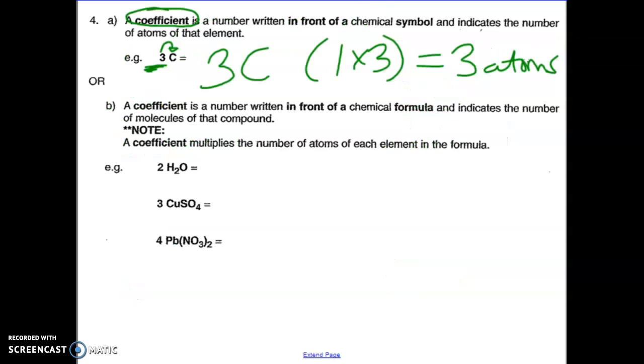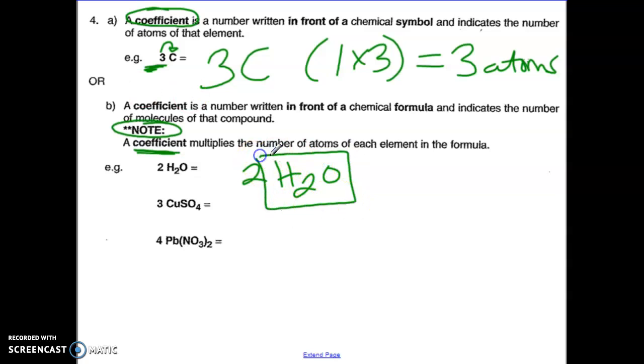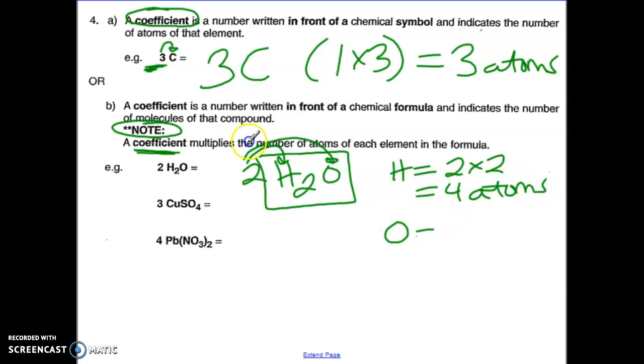Okay, so let's go back to here for a second. So coefficient is the number in front of a chemical formula that indicates the number of molecules of that compound. Okay, so here's a note. The coefficient multiplies by the number of atoms of each element in that formula. So 2, let me just write this bigger, 2 H2O. This 2 applies to the hydrogen and the oxygen. So it's like multiplying. So your hydrogen would be 2 times 2, which is 4 atoms, right? Your oxygen would be 2 times 1, which is just 2 atoms.